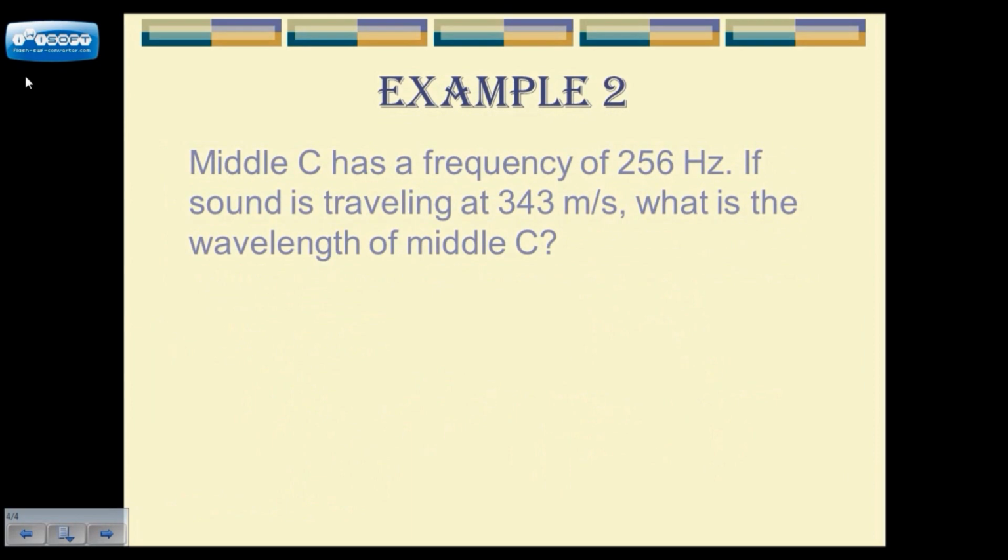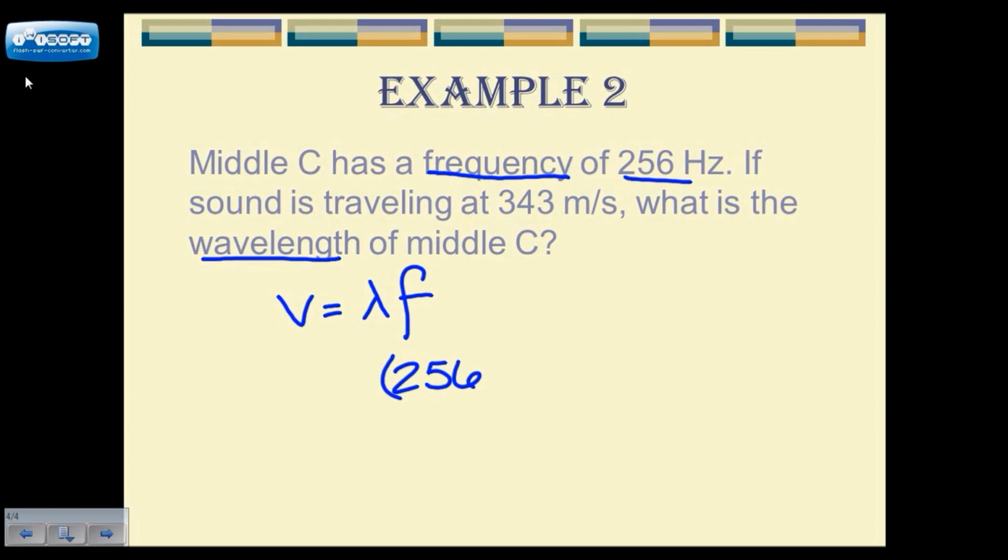Our second example is now going to use our other equation because it specifically says in it frequency, and we're looking for wavelength. So wavelength, frequency means we have to use the other equation, V equals lambda F. So we're given the frequency of 256. So we're going to plug that in for F, and we're given the speed of 343. Notice, yes, definitely in air, sound is much slower than in water. So then we're solving for lambda. So again, it's just going to be a simple division problem. So 343 divided by 256 gives us a wavelength of 1.3398.